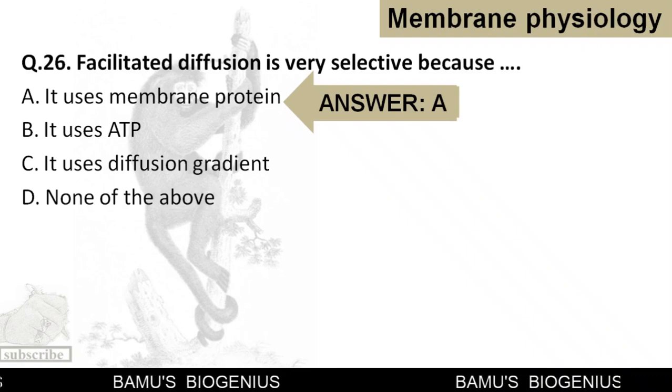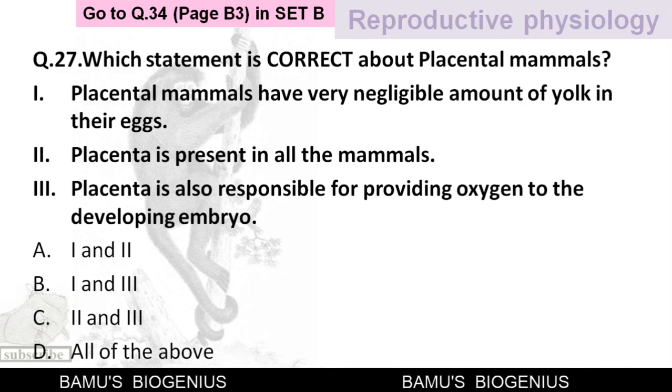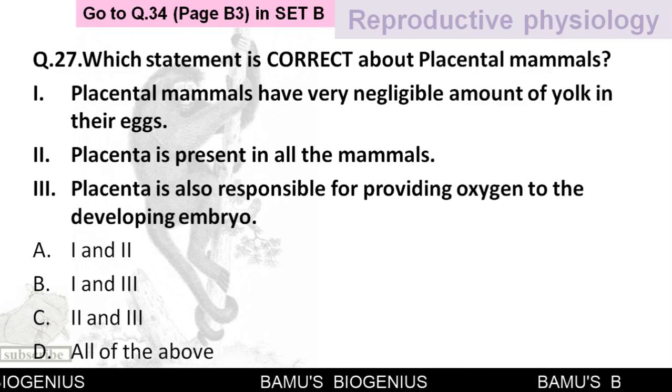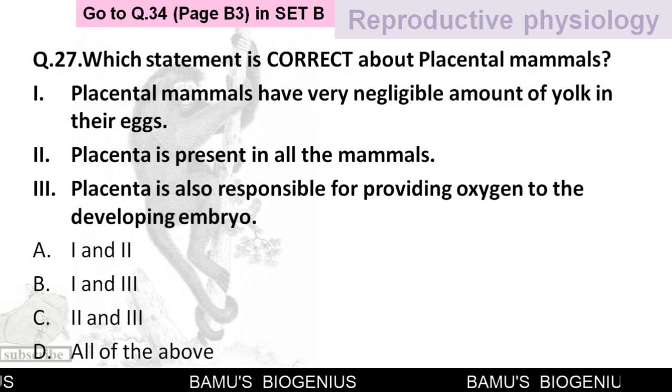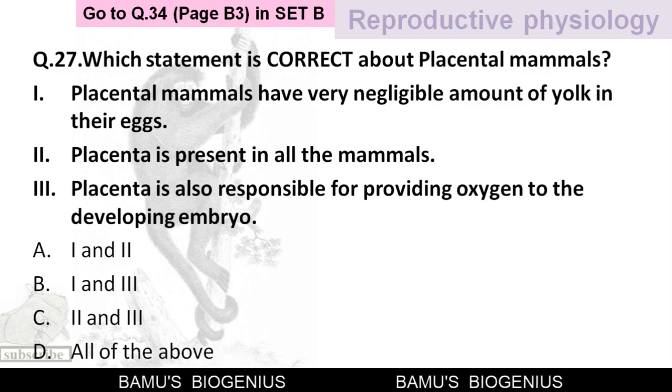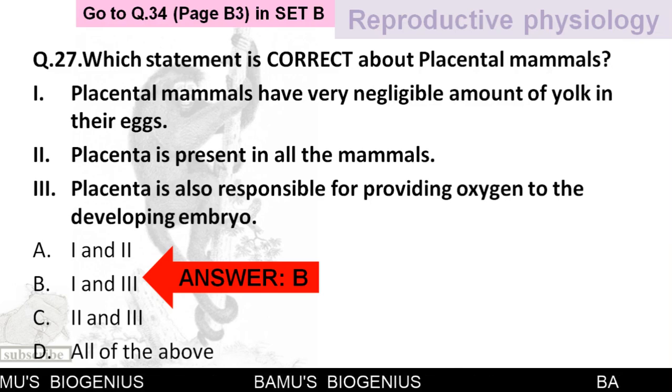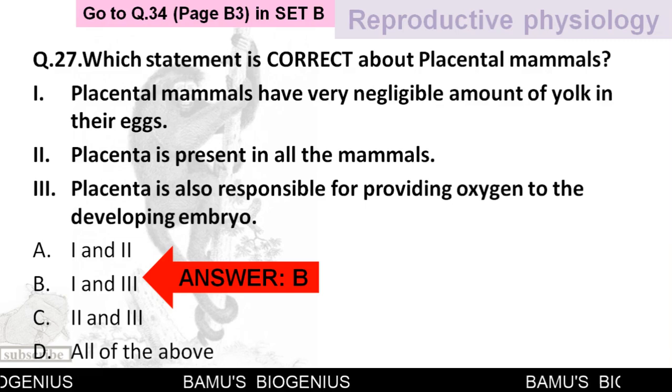Now the question number 27. Which statement is correct about placental mammals? Number 1, placental mammals have very negligible amount of yolk in their eggs. Number 2, placenta is present in all the mammals. Number 3, placenta is also responsible for providing oxygen to the developing embryo. The answer to this question is 1 and 3, that is B. Placental mammals have very negligible amount of yolk in their eggs, and third, placenta is also responsible for providing oxygen to the developing embryo.